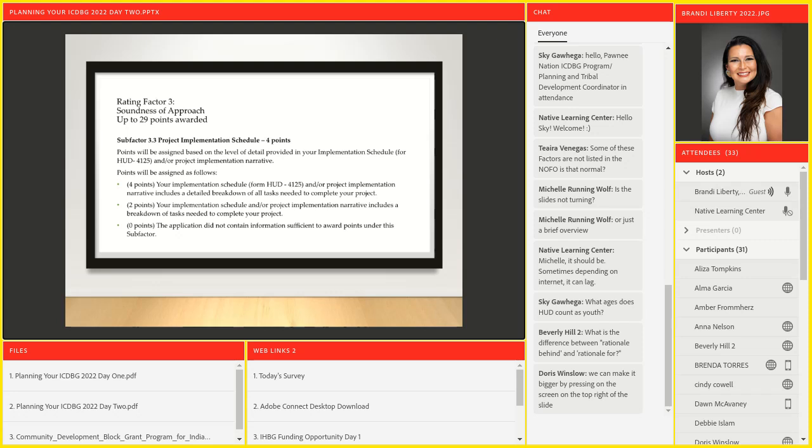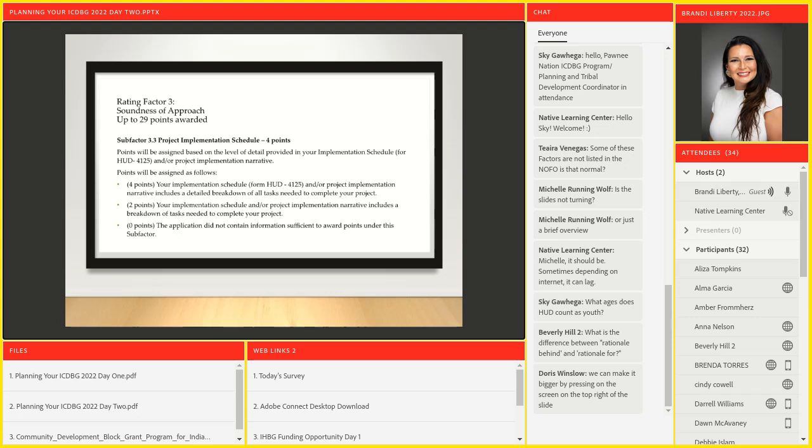The next subfactor that we'll look at is subfactor 3.3, which is your project implementation schedule. Here you can get a maximum of 4 points. These points are assigned based on the level of detail provided in your implementation schedule or your HUD Form 4125, which we'll look at in a few minutes as well, and/or your project implementation narrative. So not only do you need to explain your implementation schedule in your work plan narrative, you must also provide the Form 4125. This implementation schedule will include a breakdown of tasks that are needed to complete your project.